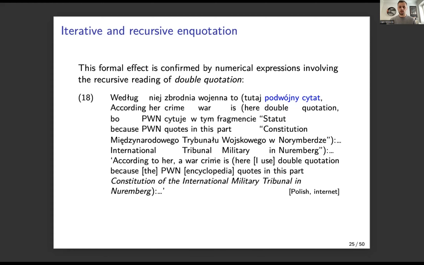Here I use double quotation because the encyclopedia published by PWN quotes in this part the constitution of the IMT. So he quotes the constitution, but he quotes this as quoted in the encyclopedia. So he quotes a quoted thing and he fleshes this out in the comments. So it is clear, and he calls this double quotation. So it's clearly fleshing out the recursive procedure.